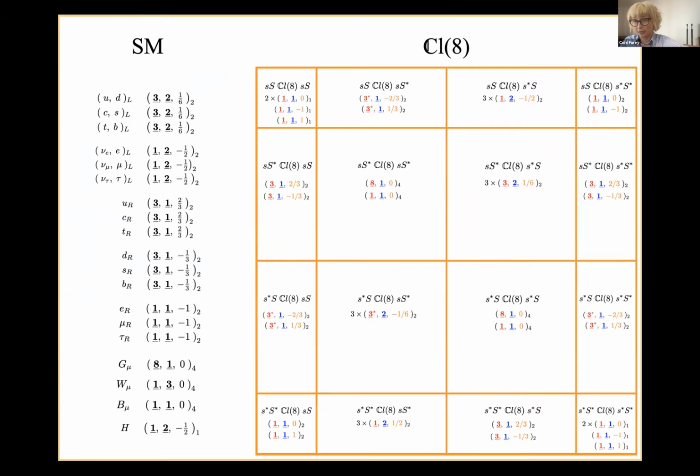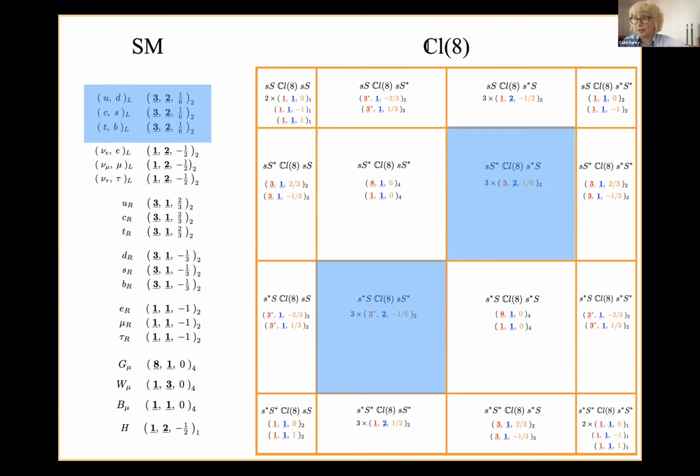So we can start with left-handed quarks for all three generations. That's up, down, charm, strange, top, and bottom. And we find those representations living in a single block in our Clifford algebra. That's the block on the top right here. The second block, on the bottom half, the bottom blue block, is simply a redundant antiparticle set. Okay, so those are the left-handed quarks.